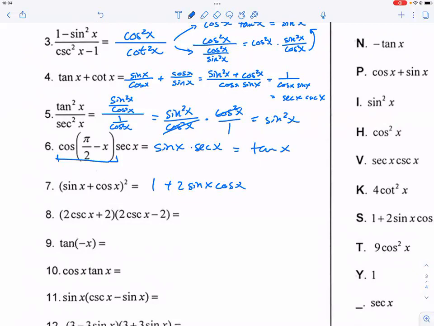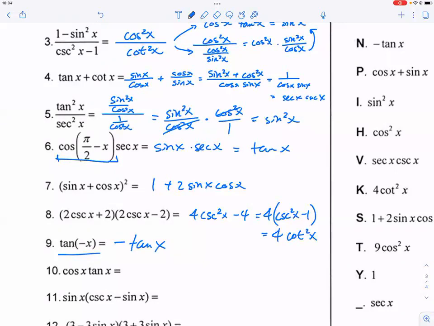Okay, for number 8, you can do 4 cosecant square x minus 4. What do we do next? All right, I think there's one like this tomorrow. Well, or Monday. Well, if there's no school tomorrow, then we do it Monday. So this is just 4 cotangent square x. Okay. Tangent, is it an even function or odd function? Tangent, odd function. Therefore, you have negative tangent of x.